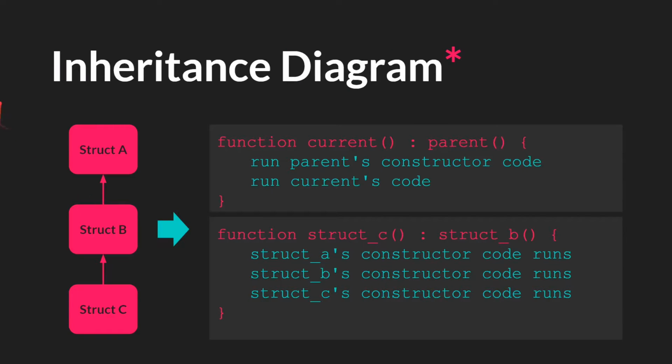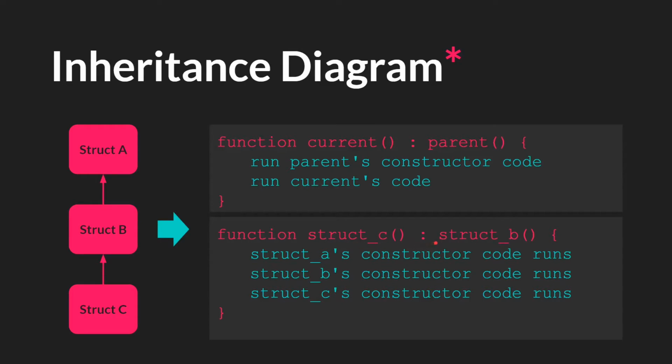So what do I mean by that? Well, let's say you have struct A, B, and C, where B inherits from A and C inherits from B. The first struct runs its parent's constructor code, and then it runs its own code. So if B inherits from A, when you call B, what B does is it calls A, runs A's code, and then runs B's code.